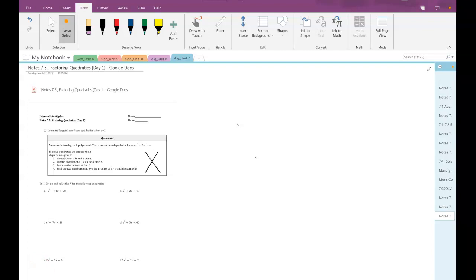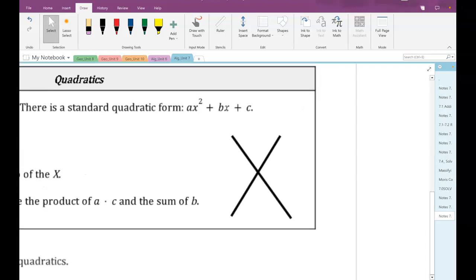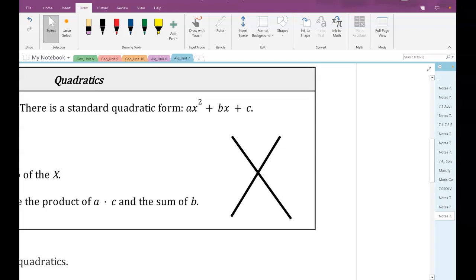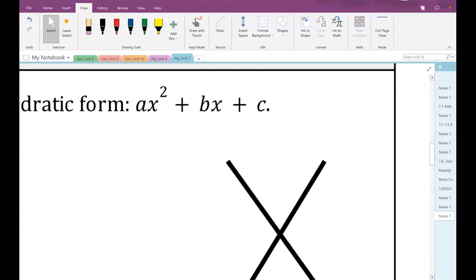All right. So factoring quadratics. A quadratic is just what we call a second degree polynomial. Degree, a little review, is the power that it has, so it's to the power of 2. And we have what's called a standard quadratic form, which just means we're going to write our quadratics the same each time. So standard quadratic form is ax squared plus bx plus c.